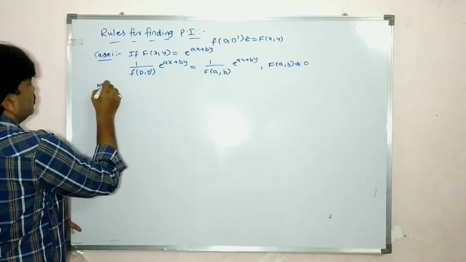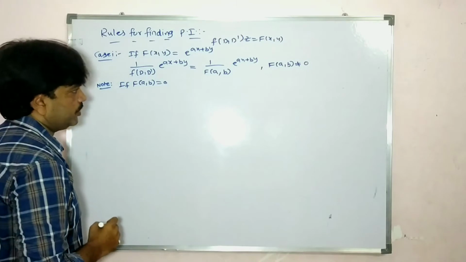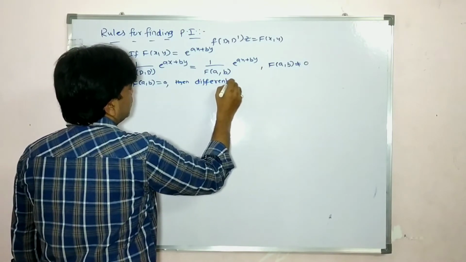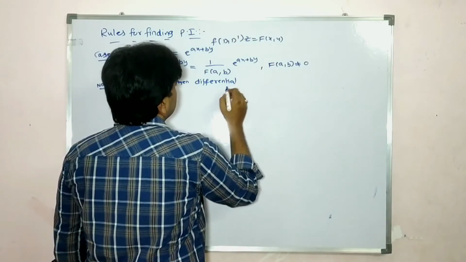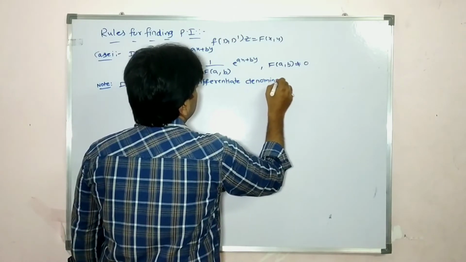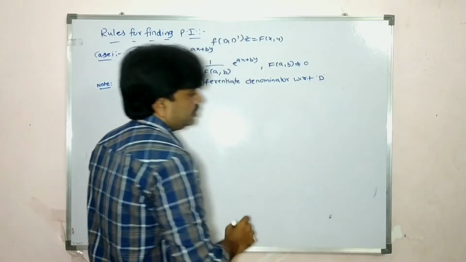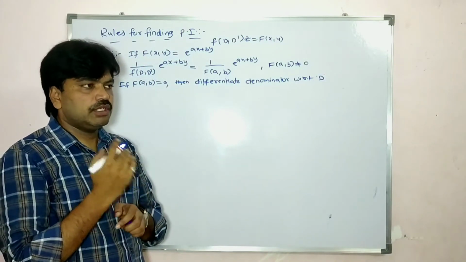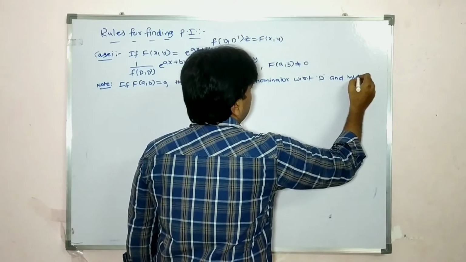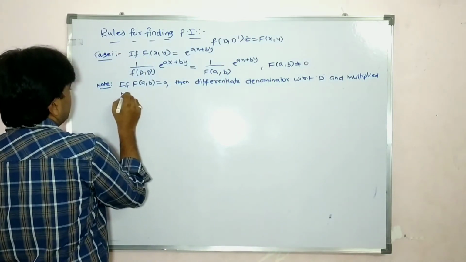Note. If F of a comma b is equal to 0, students, then differentiate the denominator with respect to D and multiply by x.